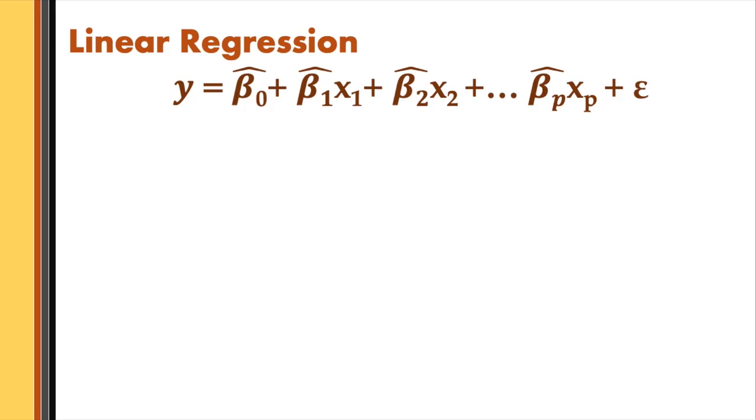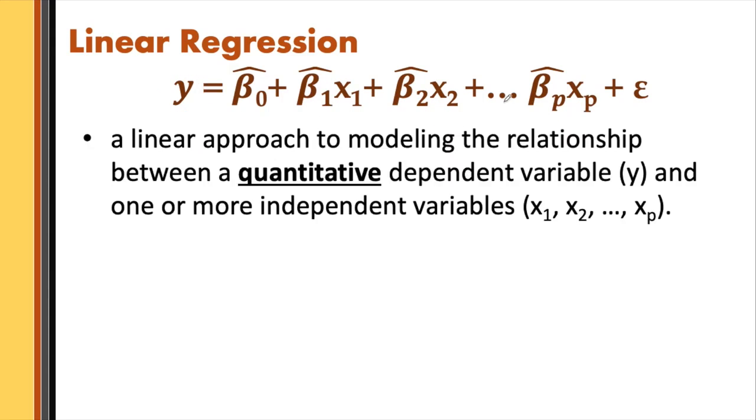A linear regression model is represented by this equation, wherein you have a dependent variable y, which must be quantitative. In other words, it is numerical, and it is predicted by these predictors, x sub 1, x sub 2, up to x sub p. Linear regression is a linear approach to modeling the relationship between a quantitative dependent variable, as I've said, in other words numerical, and one or more independent variables represented by x sub 1, x sub 2, up to x sub p.